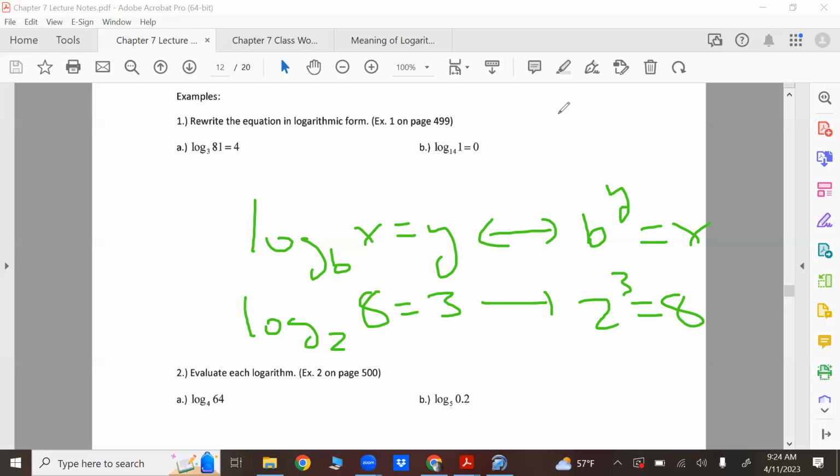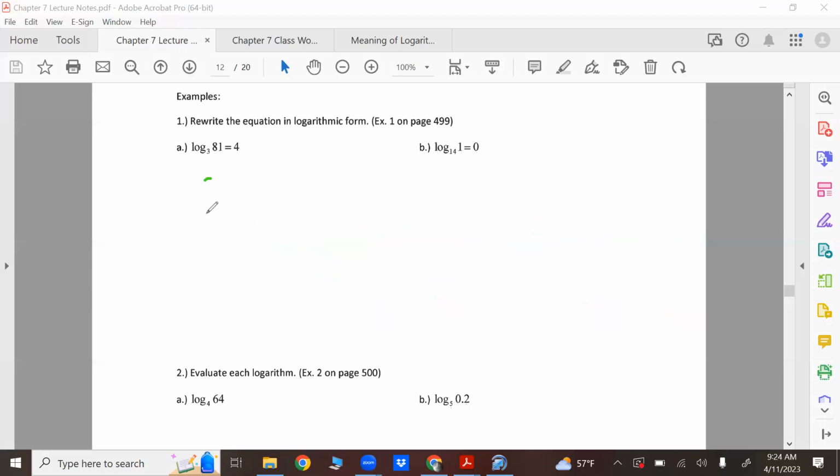So, for example, if I look at this one here, part A, 81, or you could do this. You could switch 81 and 4. 3 and 4 equals 81. Okay, what about part B? What would that be like? 14 and 0 equals 1. Jim, you have a question? Okay. So it's simply a movement of numbers and letters, if you want to think of it like that.